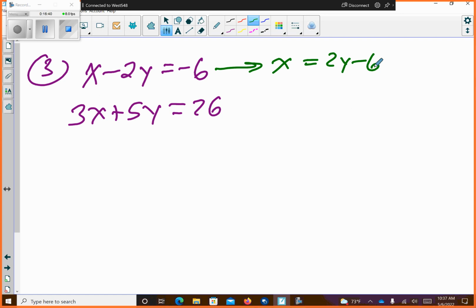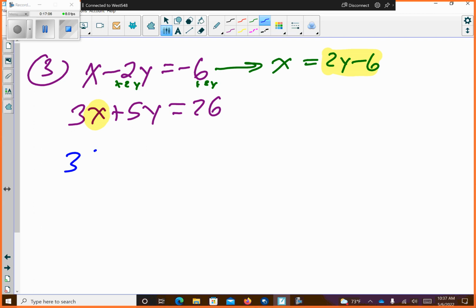What did I do to get to the green from the purple? You just subtracted y. Yeah, I moved the y over, so I went plus 2y on both sides. Okay? So by doing that, now I'm going to take this, and in my other equation, I'm going to replace the x with 2y minus 6.